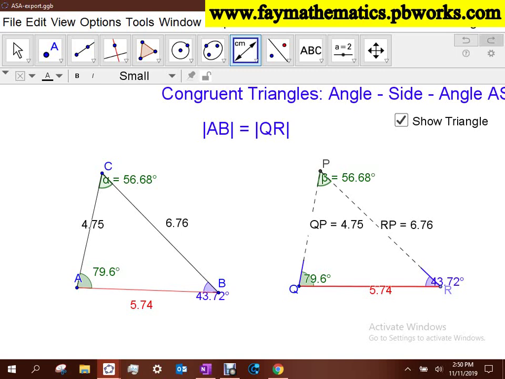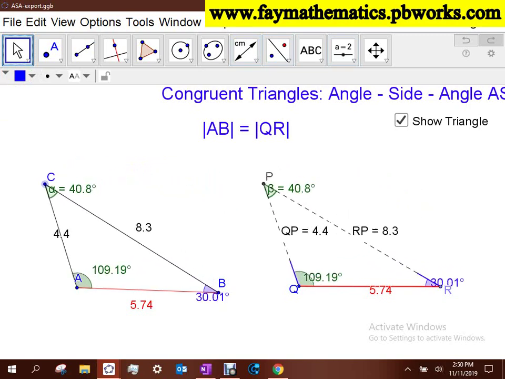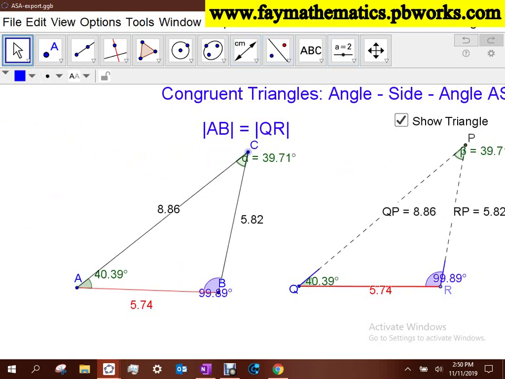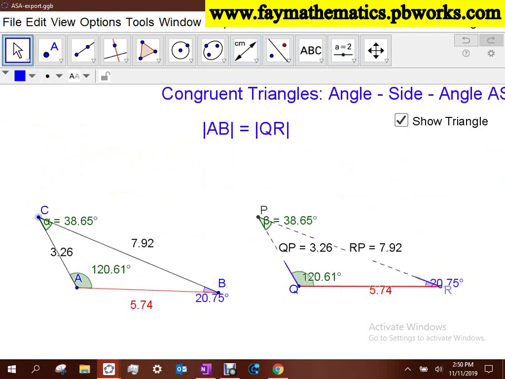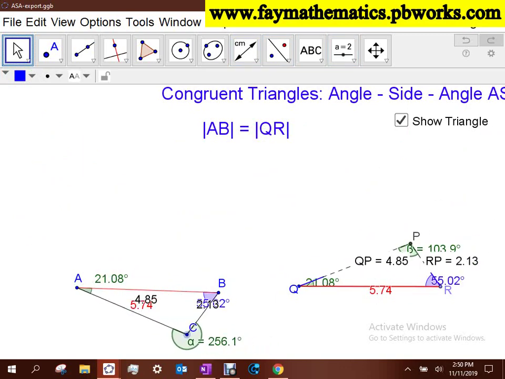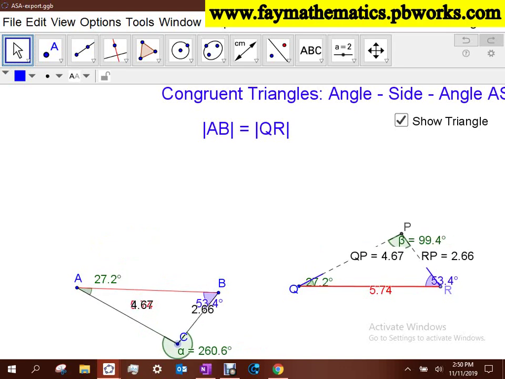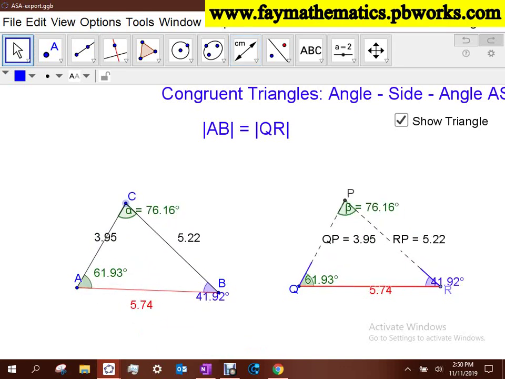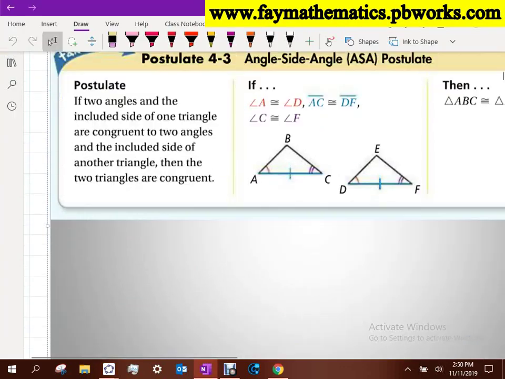So angle, side, angle is always guaranteed no matter how I move these around. You can see that second triangle, once it's constructed, is always the same as the first one, no matter what. Okay? Even like this, they're the same. They're just inverted from one another. All right. So that's angle, side, angle.